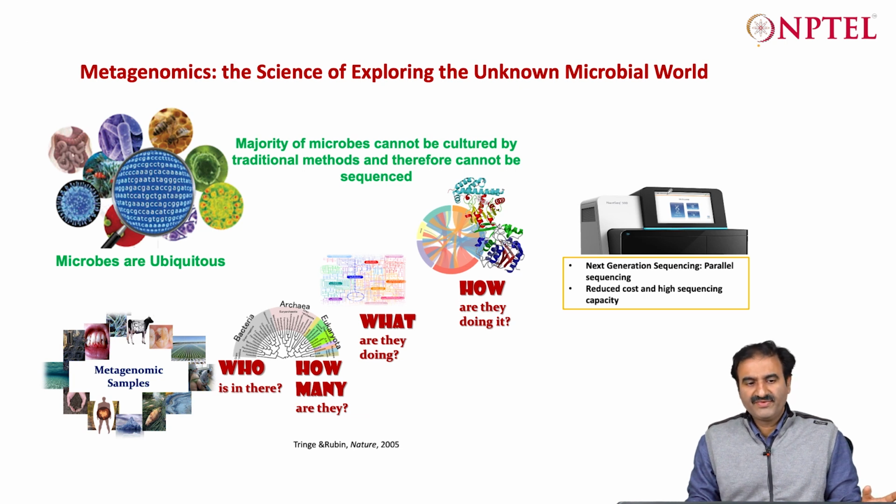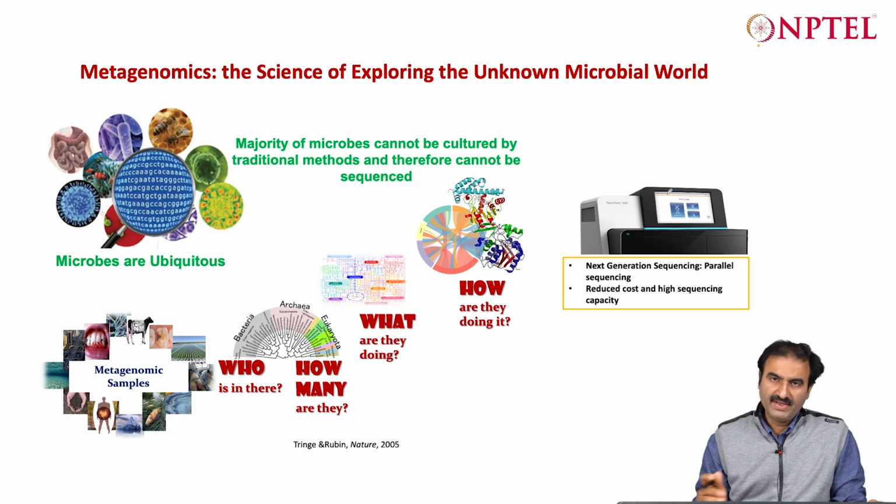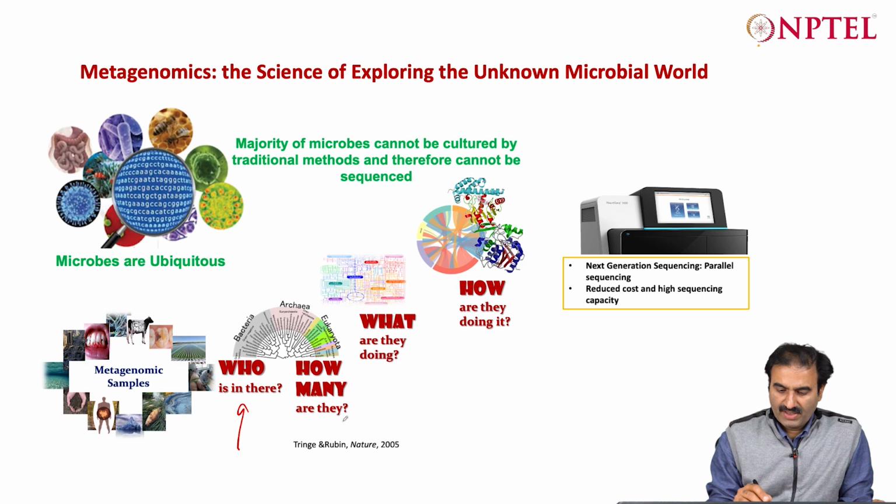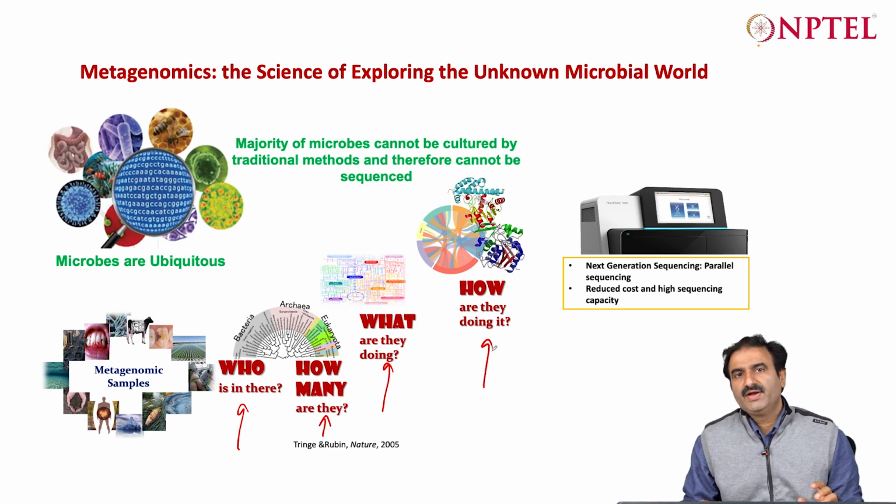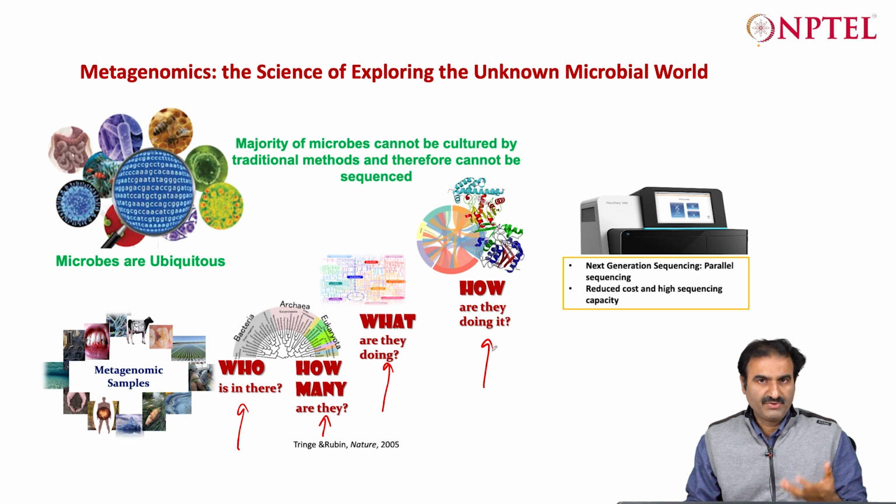Okay, so basically metagenomics has evolved as a science to explore the unknown microbial world that cannot be accessed by culturing, right? The idea of metagenomics is that we have to identify who all are there, how many are there, their relative counts, and what they are doing in that system, and how they are doing those things in that system. We can know that only when we can identify them, and also get access to their genetic material, identify all the genes in that and their functional contribution to that environment, and also their relative composition.